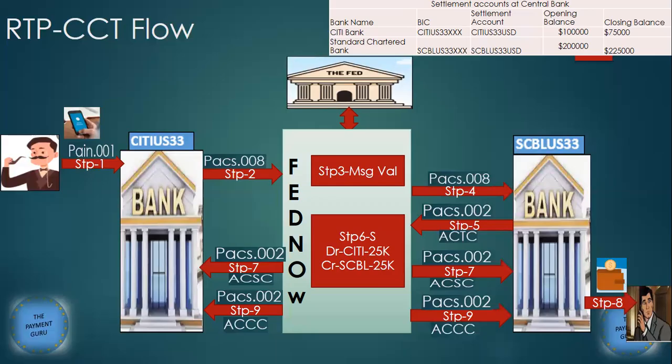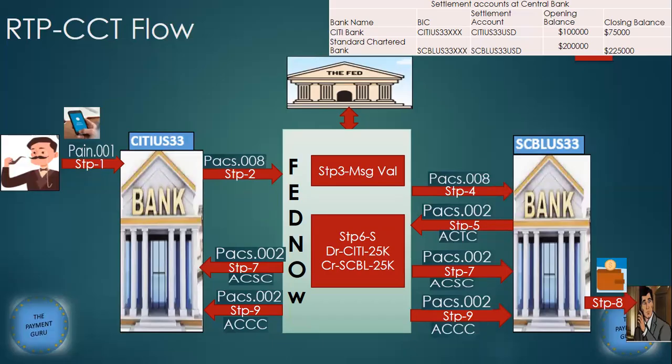Step number 1, payment initiation happens via the online banking system. Most probably this pain.001 comes into your bank, and then the pacs.008 is created by the ordering institution and sent out to the real-time payment system. At the real-time payment system, in step 3, message validation happens. Then in step 4, the same pacs.008 is sent out to the receiver bank. The receiver bank checks on that message whether the beneficiary customer is available in their bank or not.